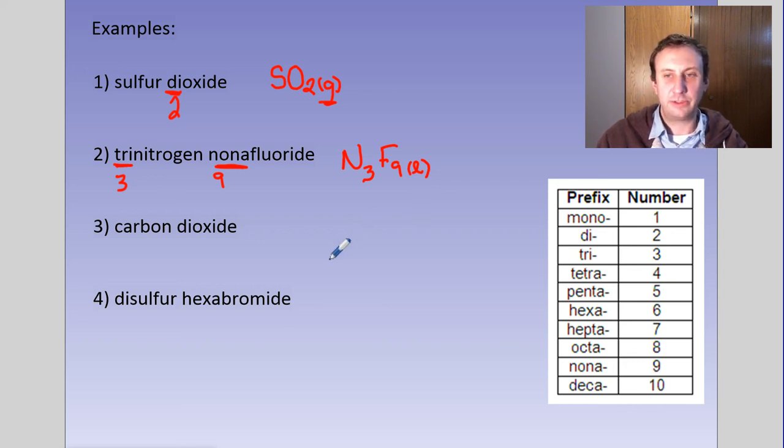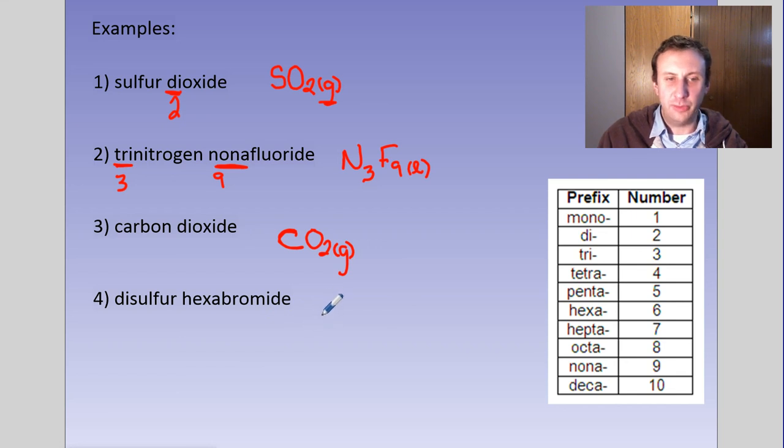Pause it now, come back, and we're back. So carbon dioxide, actually, that's kind of a bad one because we did it on the last screen, but let's go through it anyways. Carbon, no prefix, so I know there's only one, so C. Then dioxide will be O2, and that is a gas. And you need to know that that one's a gas. Again, it's what you're breathing out of your mouth right now.